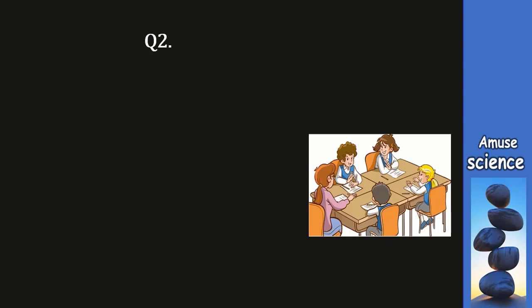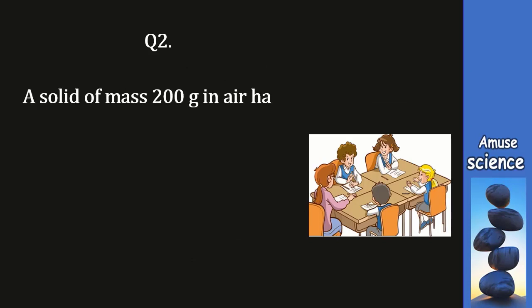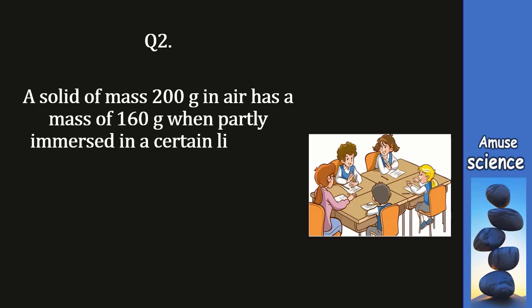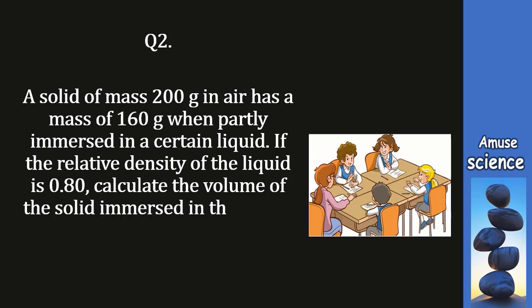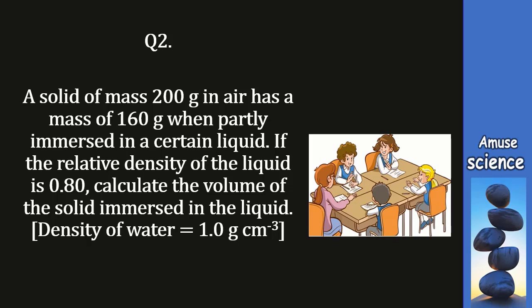Now let's take our second question. It reads, a solid of mass 200 grams in air has a mass of 160 grams when partly immersed in a certain liquid. If the relative density of the liquid is 0.80, calculate the volume of the solid immersed in the liquid. And the density of water is given as 1 gram per cubic centimeter.